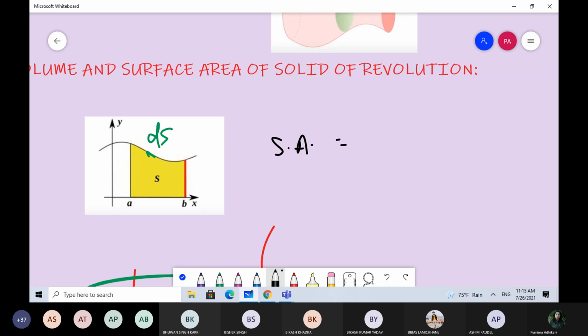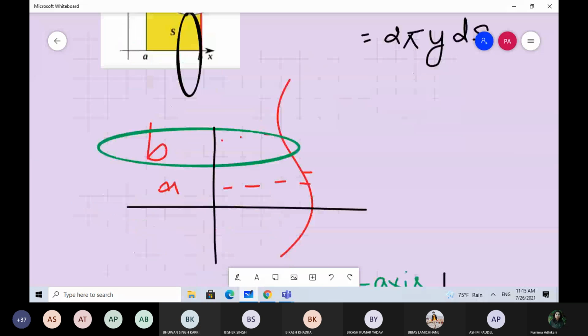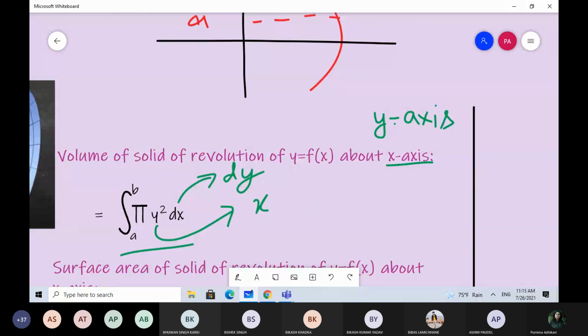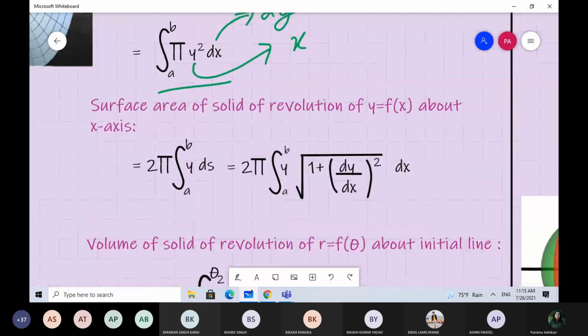πr²h was for volume. 2πrh, let's say 2πrl, where l is the slant height. So in place of 2πr, in the same situation, if the rotation is about the x-axis, then in place of radius r we have y, and in place of length we get ds. Now we can't just put ds, we have to change it in terms of x and y. So how do we change it in terms of x and y? We will be using the rectification formula.